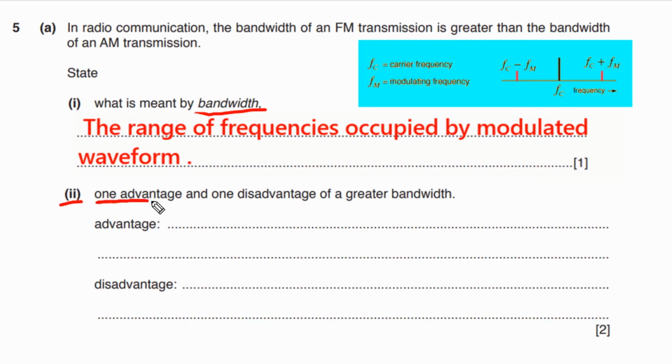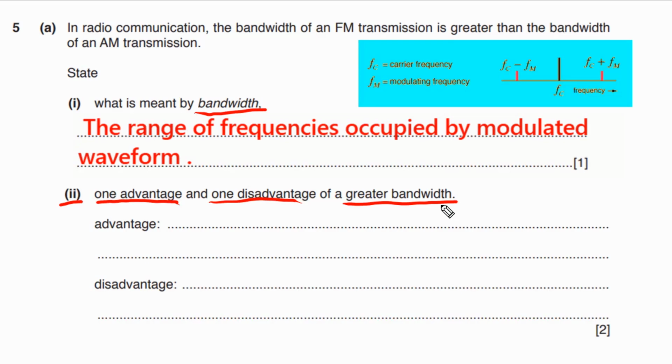Second part is simply asking us for one advantage and one disadvantage of a greater bandwidth. First thing what we need to understand about bandwidth is that bandwidth affects the quality of signal. If the bandwidth is greater, quality of signal will be better. If the bandwidth is lower, quality of signal will be lower. And the rate of transfer of data also depends on bandwidth. If the bandwidth is greater, rate of transfer of data will be greater. And if the bandwidth is lower, rate of transfer of data will also be lower.